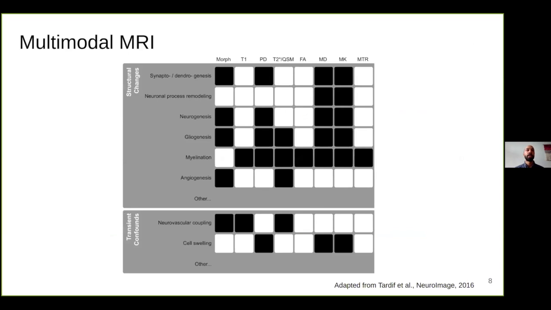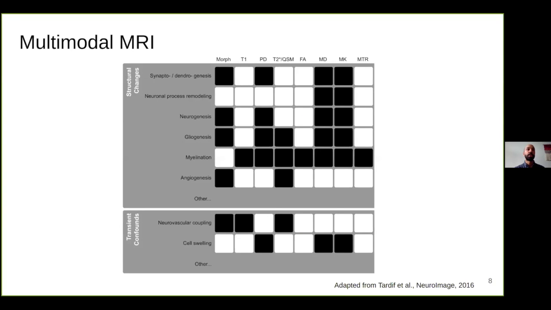So I think this is nicely summarized by this chart from a review by Christine Tardif. So on the left on this chart, you have a number of alterations or mechanisms at more of the cellular level that you might be interested in. And then at the top, you see different MRI measures such as morphometry, in this case referring to stuff like cortical thickness and surface area, T1, FA, MD, and et cetera.